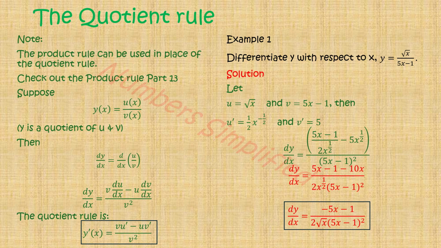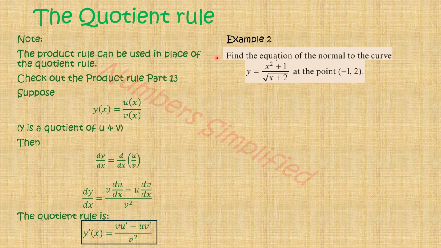Now, let's take a look at example 2. Find the equation of the normal to the curve where y is equal to x squared plus 1, this is the numerator, divided by the square root of x plus 2, which is the denominator, at the point minus 1, 2. And of course, the solution.